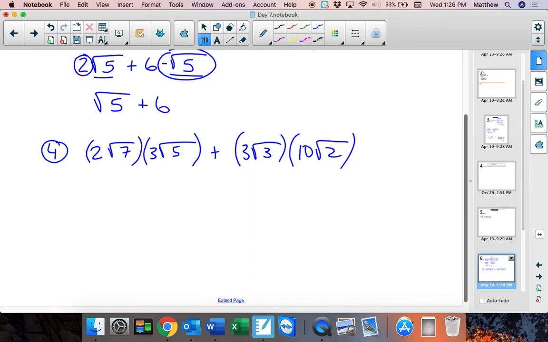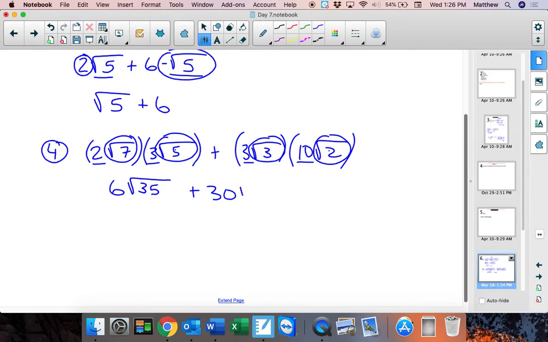Okay? So outside number, I notice this radical is simplified. This radical is simplified. They're all simplified. This is simplified and this is simplified. So now I'm multiplying outside number times outside number, 2 times 3, 6. Inside number times inside number, 7 times 5 is 35. Then go over to this term, outside times outside, 3 times 10 is 30.